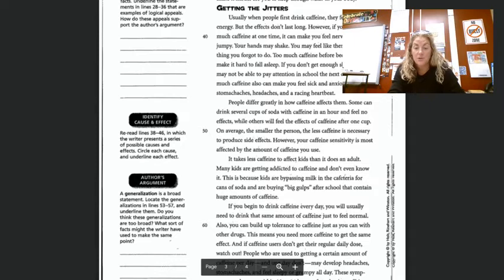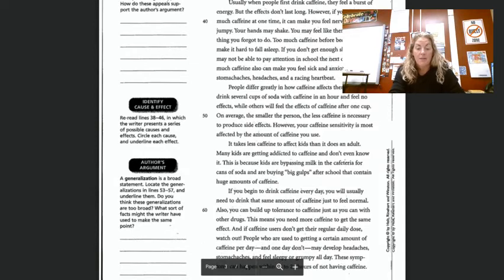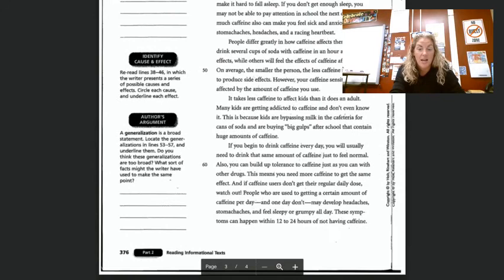And if caffeine users don't get their regular daily dose, watch out. People who are used to getting a certain amount of caffeine per day and then one day they don't may develop headaches, stomach aches, feel grumpy or sleepy all day long. These symptoms can happen within 12 to 24 hours of not having caffeine.